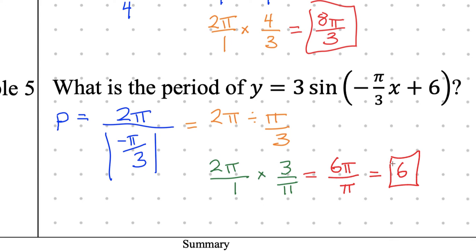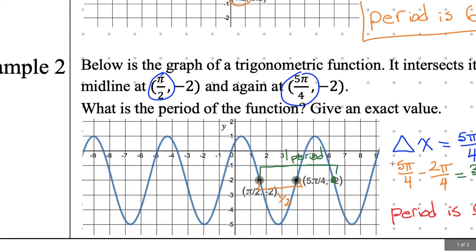So equations are a little bit more straightforward. It's the same thing over and over again. The worst thing that's going to happen to you is a keep it, change it, flip it. The graphs are a little bit harder to interpret.